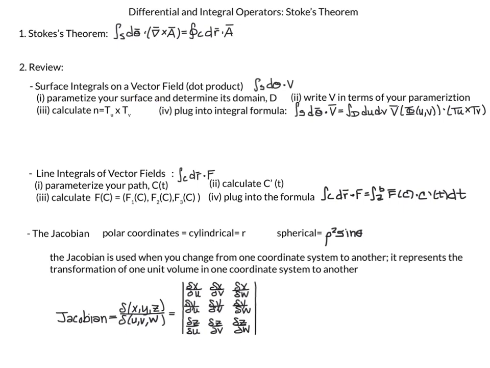And we do this by looking at the parameterization of our surface, calculating the partial derivative with respect to, remember this is two-dimensional, our first variable of our domain, crossed with the tangent vector, which is the partial derivative of our parameterization with respect to our second variable. And then last, we plug these components into this formula here.